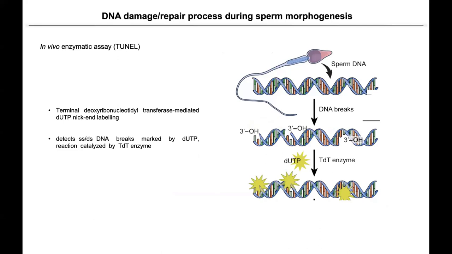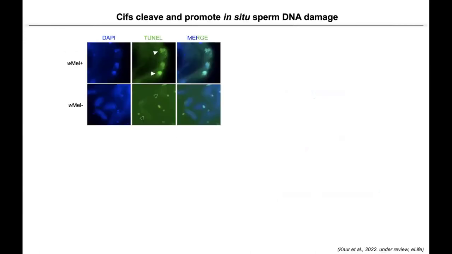So the TUNEL assay detects any single-strand or double-strand DNA nicks in the host. Imagine if this is your sperm DNA that has breaks in it. What will happen is the dUTPs that come with this assay kit will bind to those nicked regions, and due to the enzyme, the reaction is catalyzed, and these moieties are going to fluoresce. So we detect high fluorescence based on high DNA damage, and low fluorescence if there is less DNA damage. So we checked first the wild type lines.